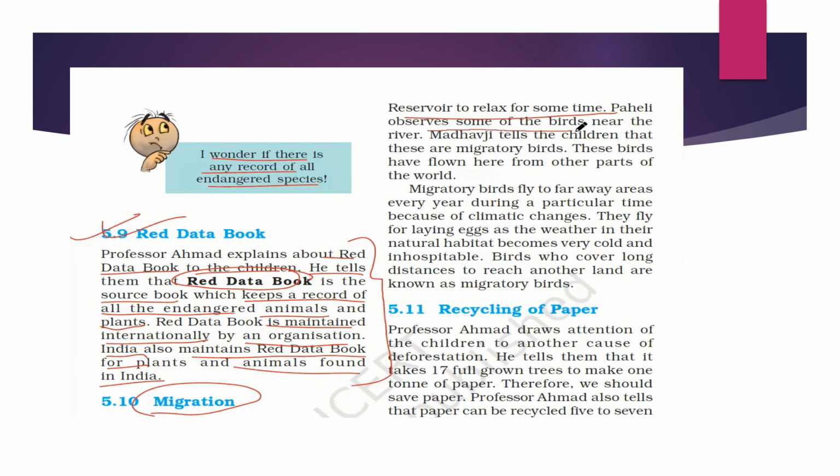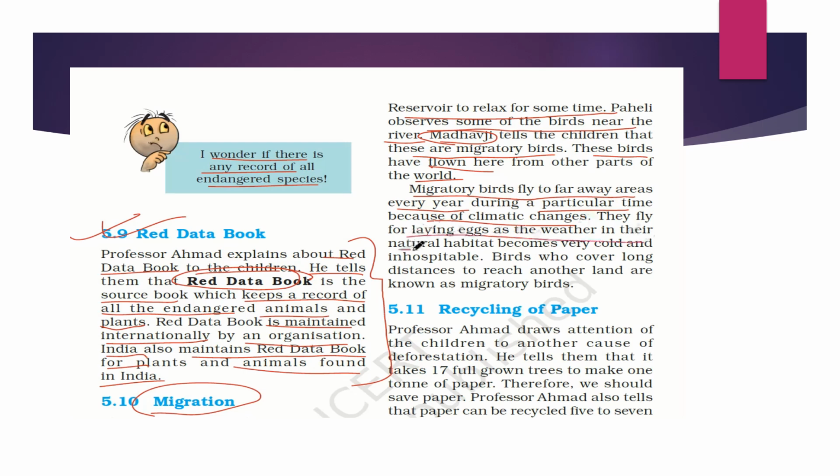Paheli observes some of the birds near the river. So Madhavji, what is he telling? He is telling the children that these are migratory birds. These birds have flown here from other parts of the world. Now these migratory birds fly to far areas every year during a particular time and during climatic changes. So they fly here for laying eggs.